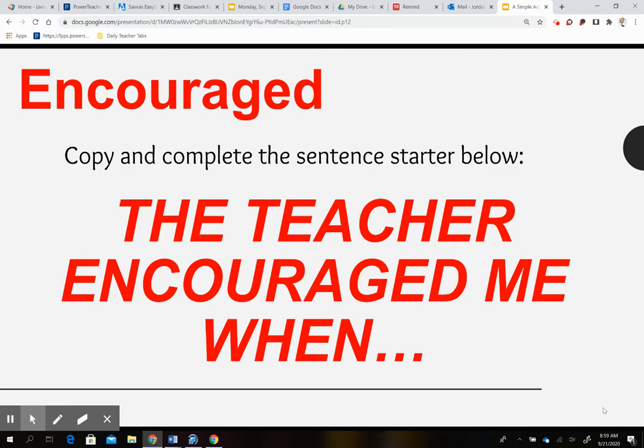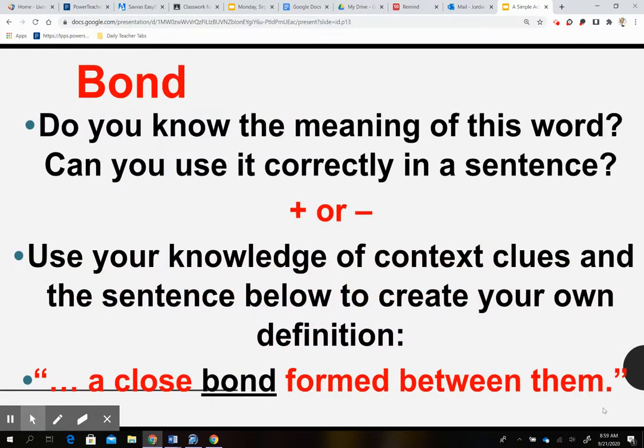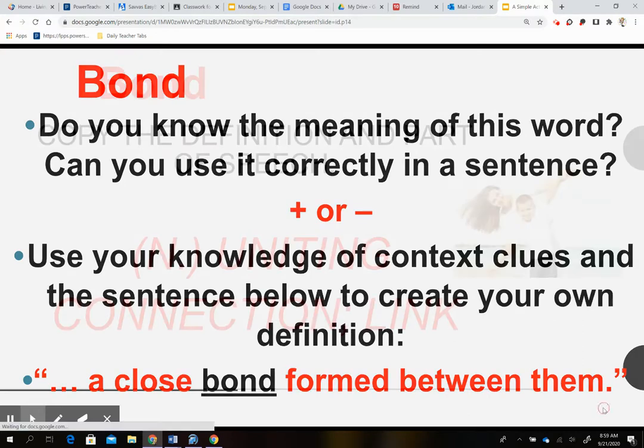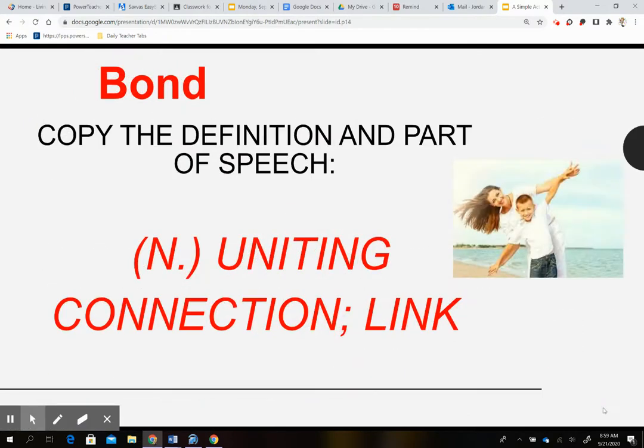Let's look at our fourth and final word, bond. Do you know what bond means? Plus sign if you do, minus sign if you do not. A close bond formed between them. What do you think the word bond means? Bond is a noun. It's uniting, a connecting link. So uniting, connection, or link.